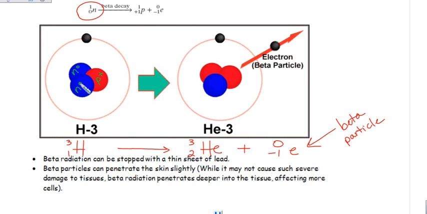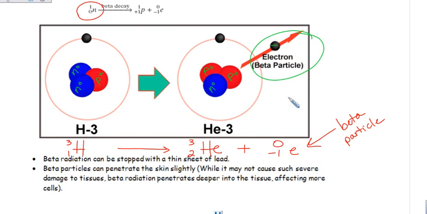And then we decay. We still have 3 particles in the nucleus, so the mass is still 3, but one of the neutrons has turned into a proton. So I have 2 positive protons and just 1 neutral neutron. And then here is my electron. I'll put a little negative in there. There's my negatively charged electron, my beta particle.